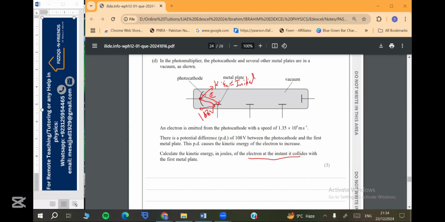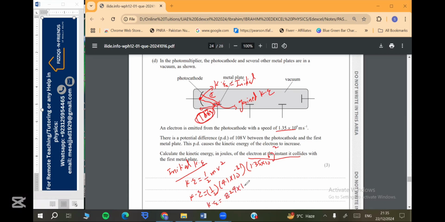Then it traveled from here to here because of this potential difference, and it gained more Ke. Okay, so initial Ke was half mv square, half 9.1 into 10 raised to the power minus 31, and V is 1.35 into 10 raised to the power 6 square. So when we multiply all of them, we got 8.29 into 10 raised to the power minus 19 joules. Okay, so this is the initial kinetic energy.